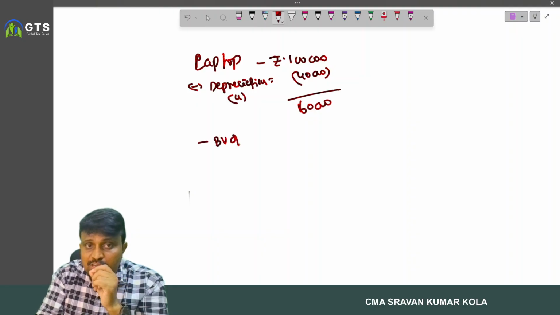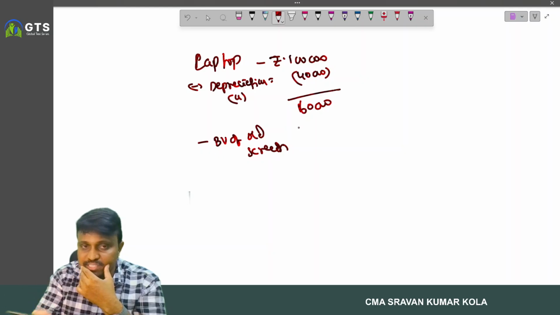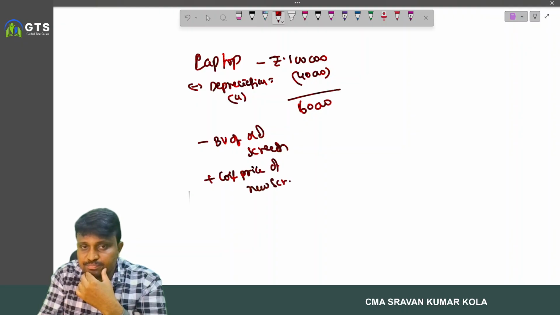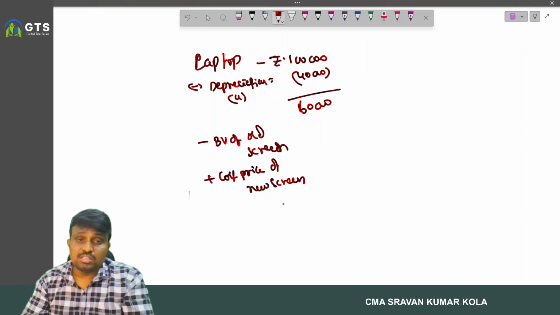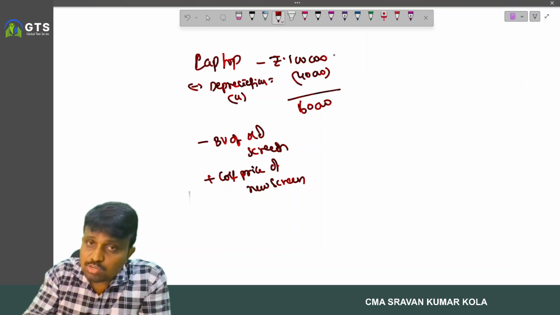What is the book value of the old screen? It should be derecognized, and we have to reduce it. And what is the cost price of the new screen? The cost price of the new screen.